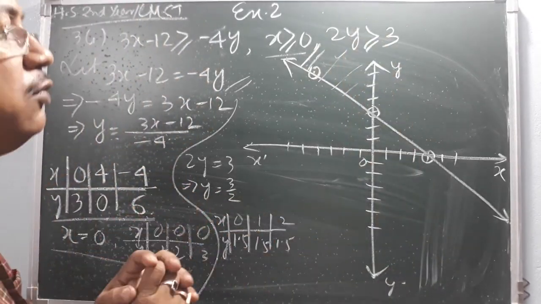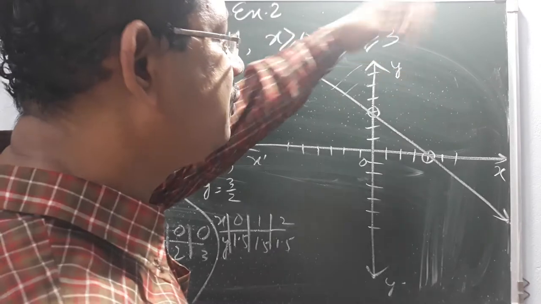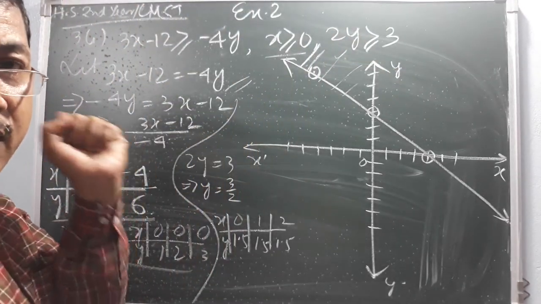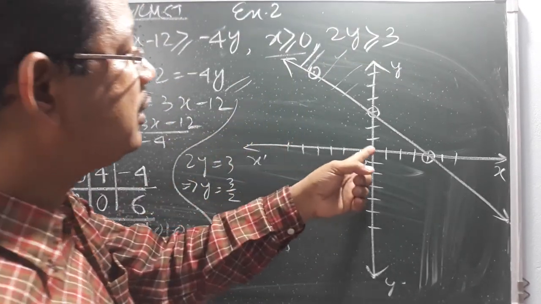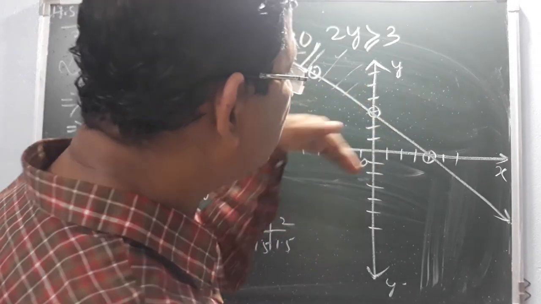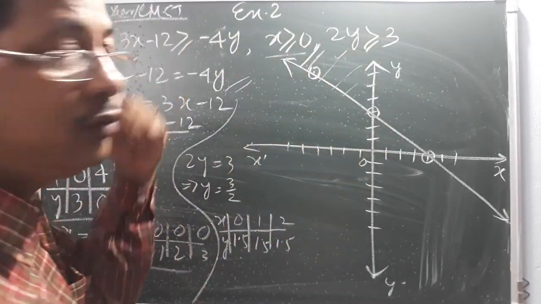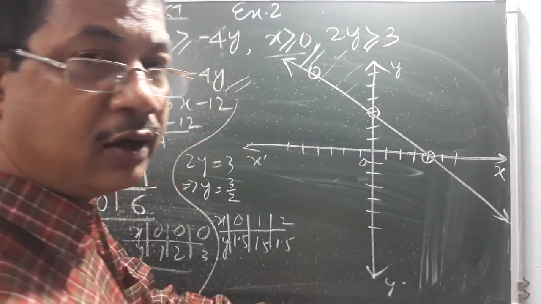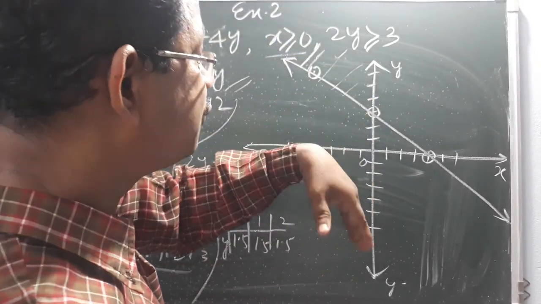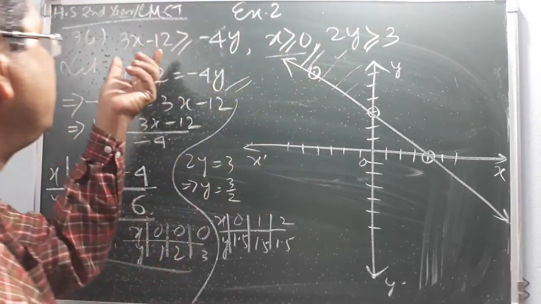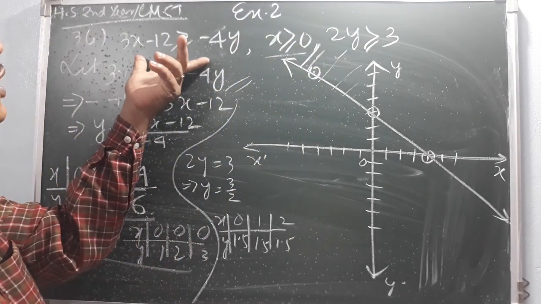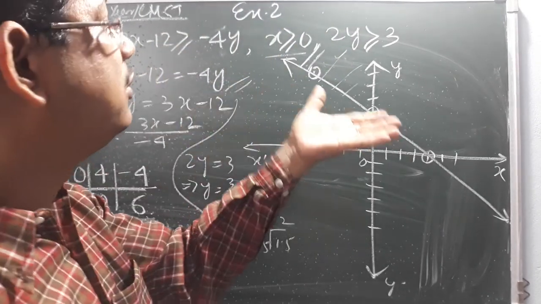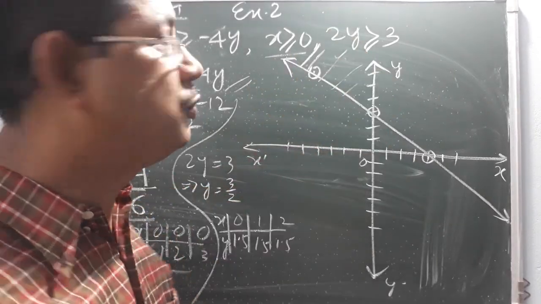Now remember that this side it is. How I have taken this: just take a point either from this side or from that side, then plot it here. If it satisfies, that means on this side we have to shade. If it is not satisfied, we have to shade the other side. After putting (0, 0), I found it false, so you have to take the opposite side.